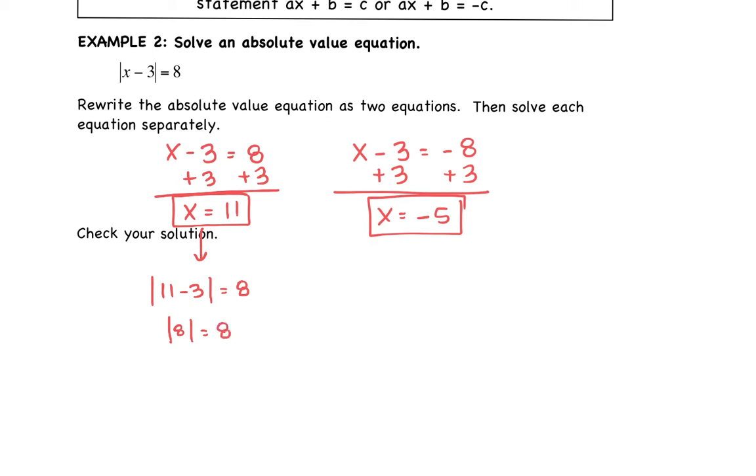And the absolute value of 8 is 8. So that side worked. Now let's do the other one. We have the absolute value of negative 5 minus 3 equals 8. I'm plugging in negative 5 this time. Well, negative 5 plus negative 3 is negative 8. But the absolute value of negative 8 is also positive 8. So both of those solutions worked.